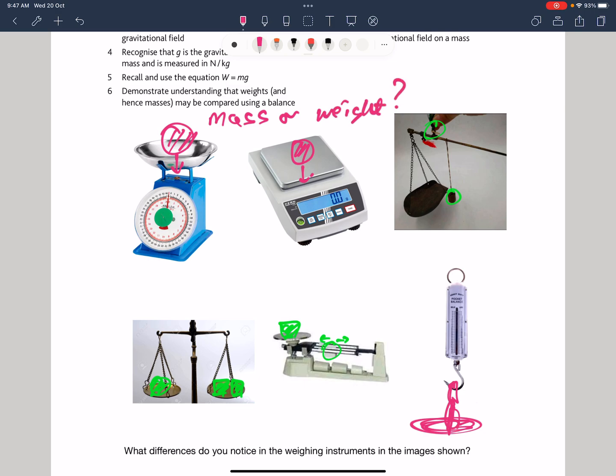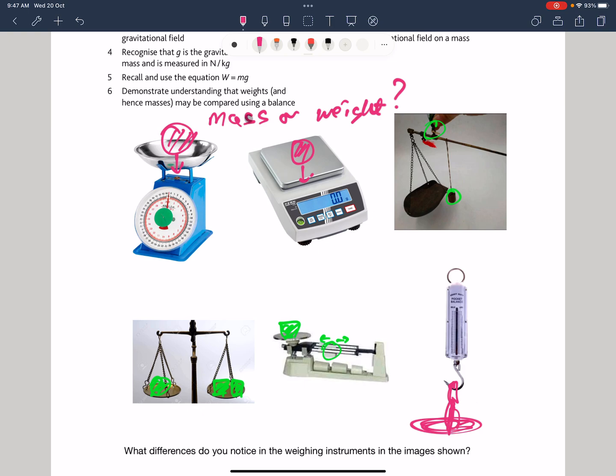Okay, I give you 10 seconds, think about this. If it's weight, that means it will be different if you move to a different location, right? Because weight can be different, but mass will always be constant. The reason is that mass refers to the amount of matter in a body, and matter does not change, right? You have a ball, you bring it to the moon, it's still the same ball. So the matter does not change, so mass does not change.